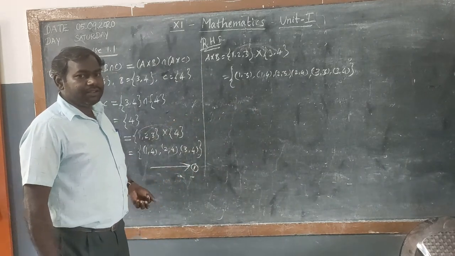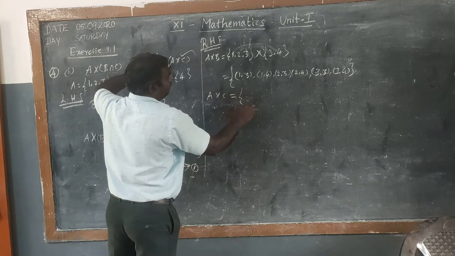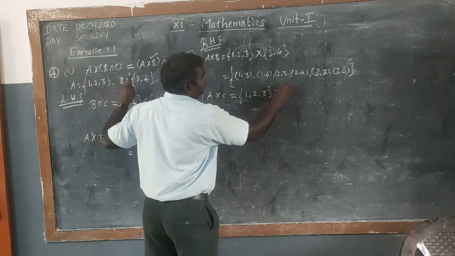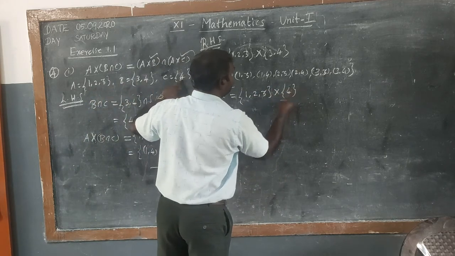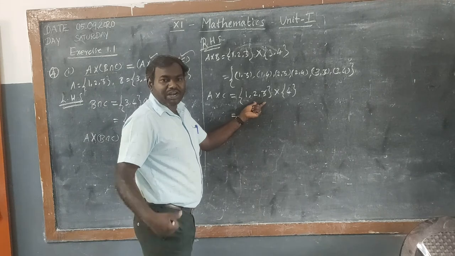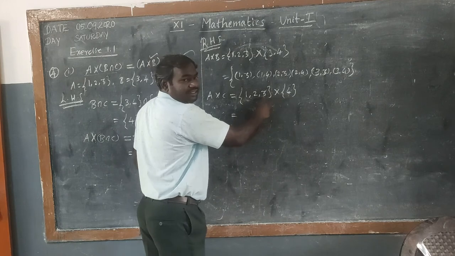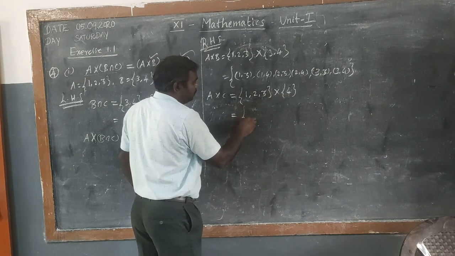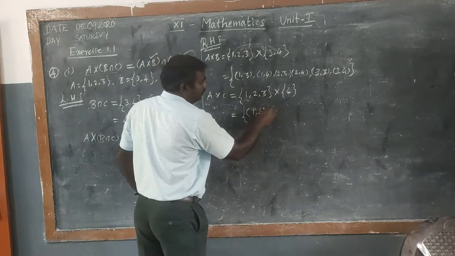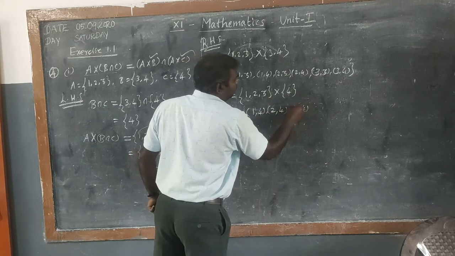A product B is done. Next, find A product C. A product C equal to what? A is 1, 2, 3, product C, what is C? 4. How many elements are there? 3 elements into 1, 3 into 1, 3. So the pairs are 1 comma 4, 2 comma 4, 3 comma 4.